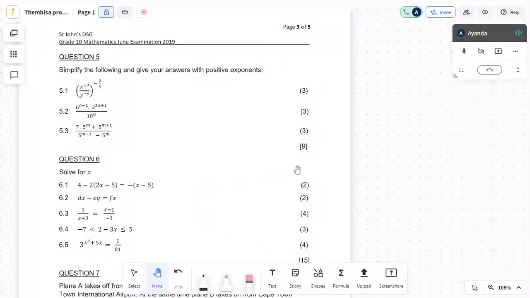In this video, we're going to be covering questions 5 through 8 of the St. John's DSG Grade 10 math exam from 2019. In question 5, we're going to be simplifying algebraic expressions, and we're going to be leaving our answers in the positive exponential form. So let's jump right into it.